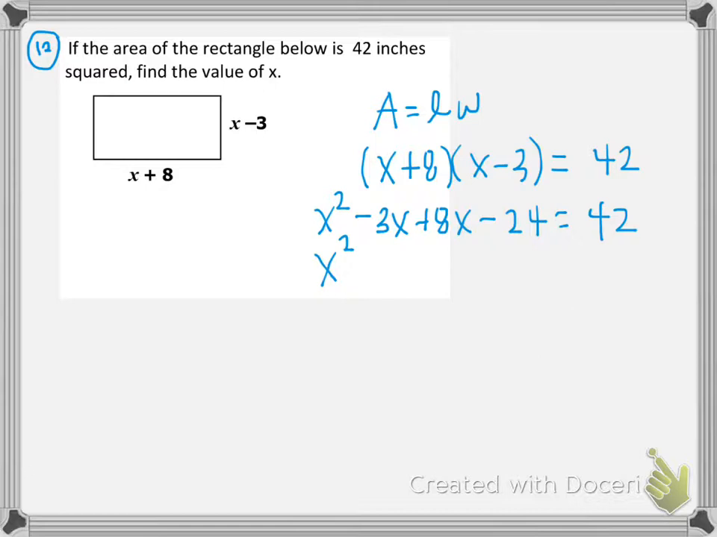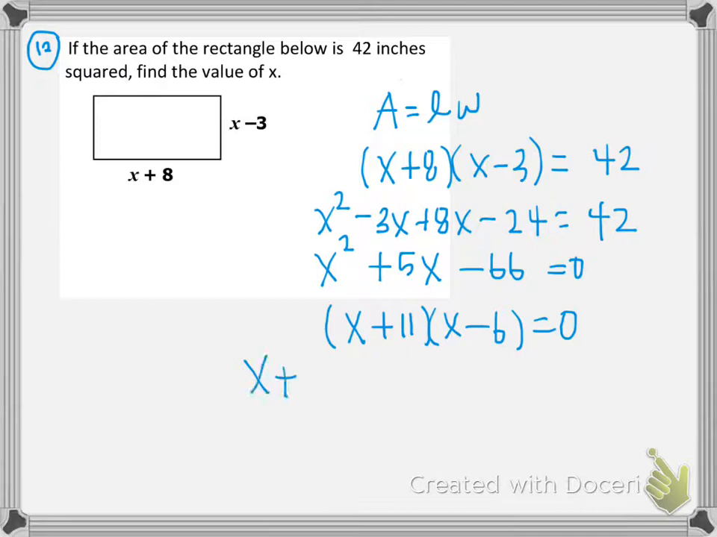So it's going to be a positive 5x. If I move my 42 to the other side, I'm going to subtract it, so it's going to be a negative 66. So now something has to multiply together to give me a negative 66 and add together to give me a 5. So that's going to be an x plus an 11 and an x minus a 6.